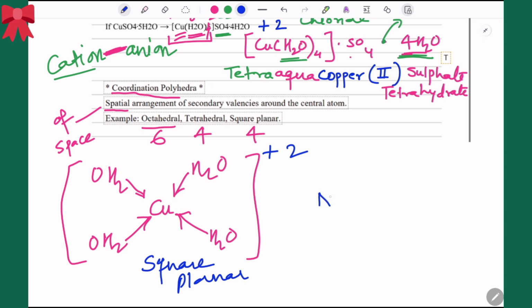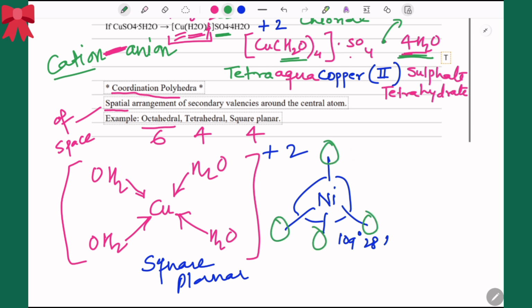Similarly, you can have something like this, Ni 1, 2, 3, 4. So what kind of polyhedron is this? This is a tetrahedral, because the angles over here are how much? 109 degrees 28 minutes. 109 degrees 28 minutes. And what are you going to place over here? Of course, you're going to place over here the ligands or the secondary valencies.